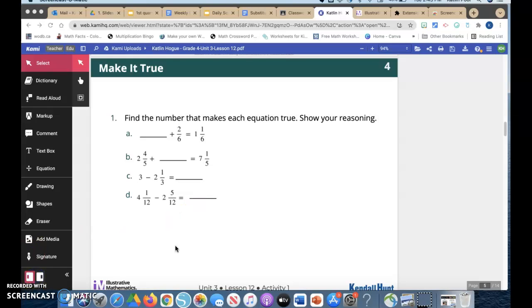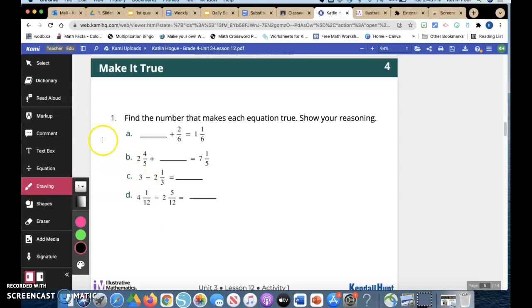Go. 1/6, 2/6, 3/6, 4/6, 5/6, 6/6, 7/6, 8/6, 9/6, 10/6, 11/6, 12/6. Stop. Everybody sit back down.